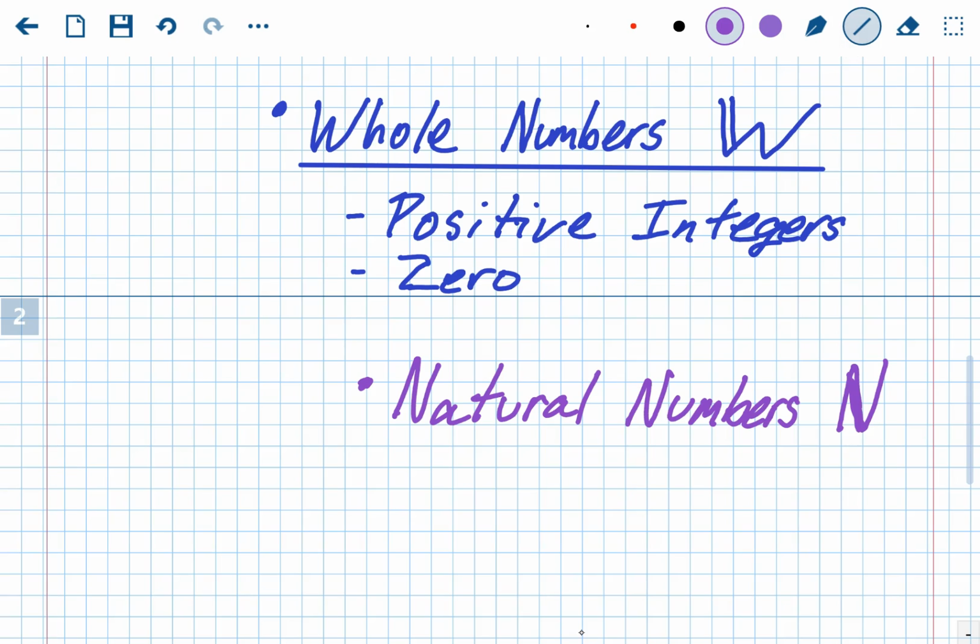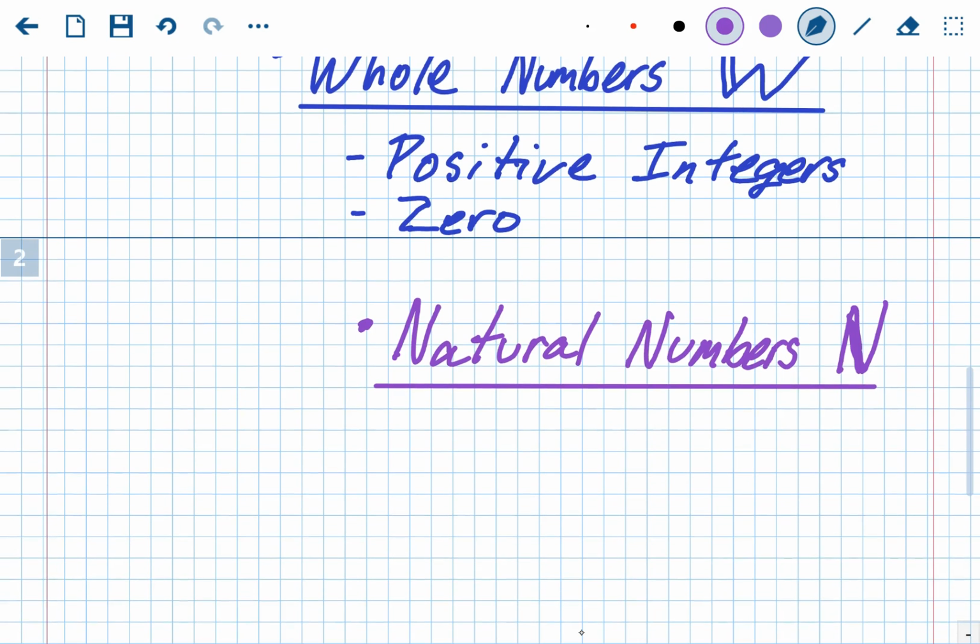Okay. Well, what's a natural number? Natural numbers are all whole numbers. Whole numbers are integers. Integers are rational. Rationals are real. But more specifically, what's a natural number? Natural numbers also are called counting numbers. So these are the numbers you count with.